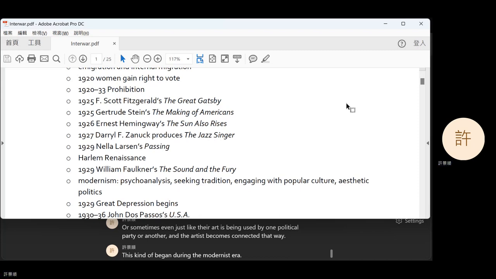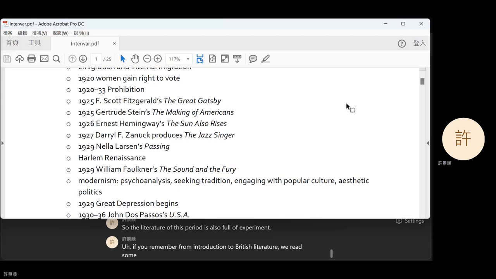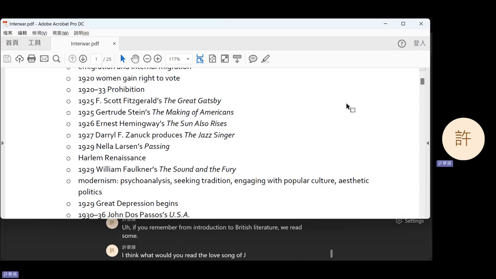So everything is changing, everything is complicated. So the literature of this period is also full of experiment. If you remember from Introduction to British Literature, we read some, I think, what did you read? The Love Song of J. Alfred Prufrock, right? T.S. Eliot. That is a good example of modernism.